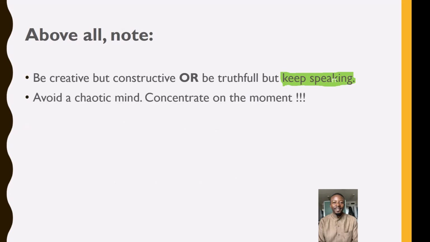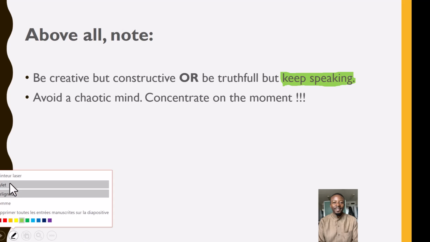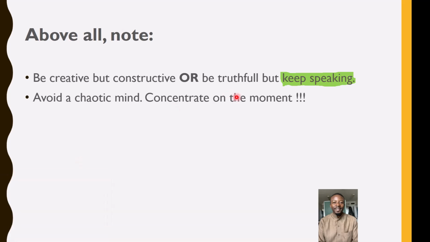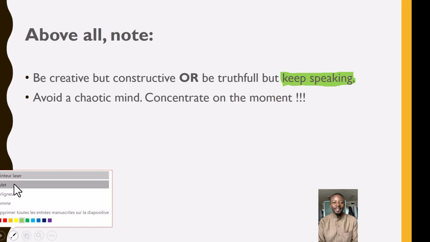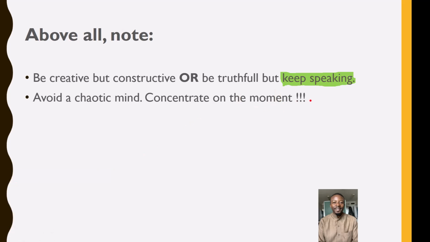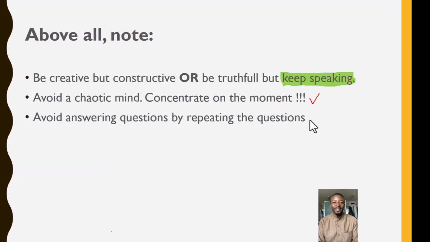Next, avoid a chaotic mind and concentrate on the moment. Many candidates go to the IELTS hall and they are just kind of lost, okay? So you don't just want to be lost. You want to avoid the chaotic mind as much as possible. Be present in the hall. Be present with your examiner, and follow through, and do the first nota bene we talked about. Listen carefully, okay? Next, avoid answering questions by repeating them.